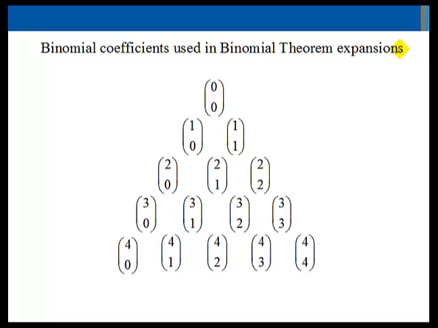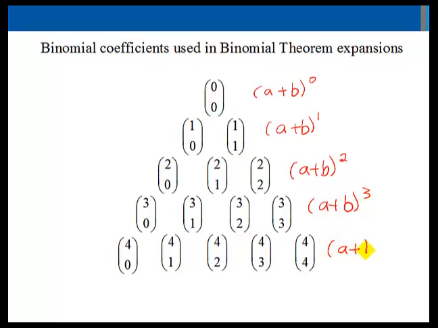In the first row, the binomial coefficient of a plus b to the 0 is 0 choose 0. In the second row, the binomial coefficients of a plus b raised to the first power would be 1 choose 0, and 1 choose 1. In the third row, we have the coefficients for a plus b squared. The next row, a plus b cubed. The next row, a plus b to the fourth. And we could keep going as long as we need to.